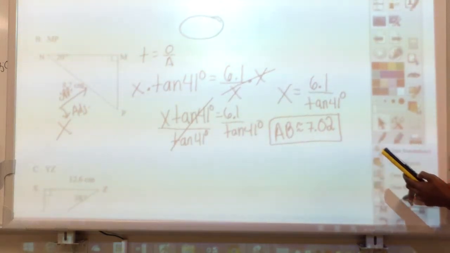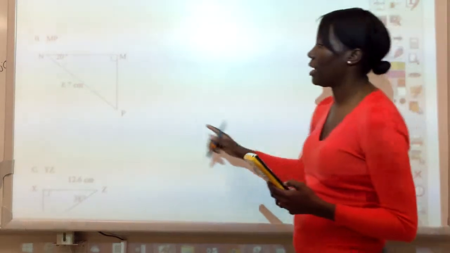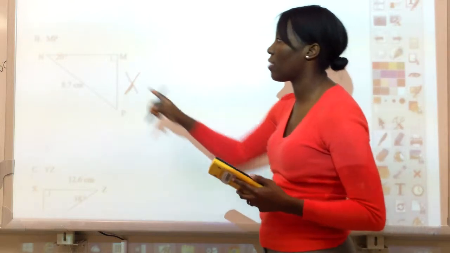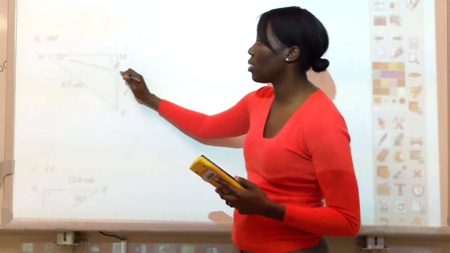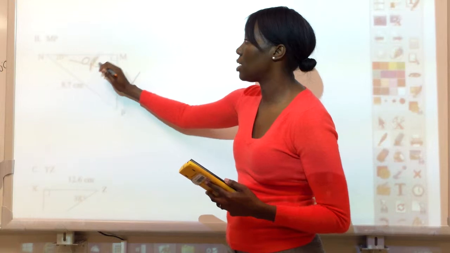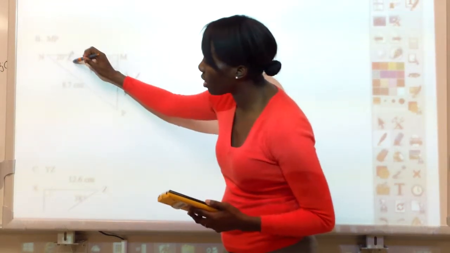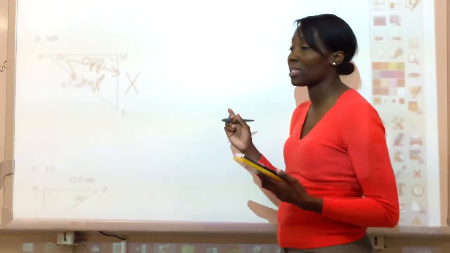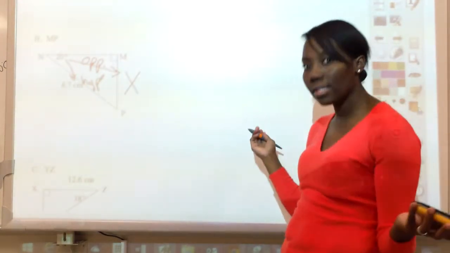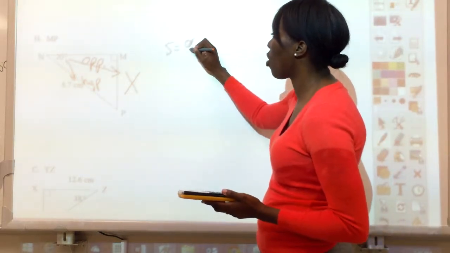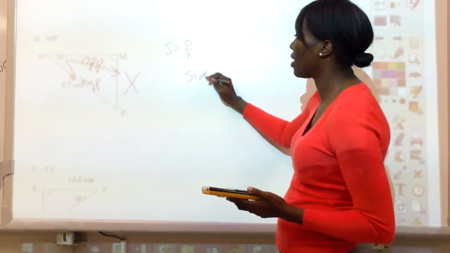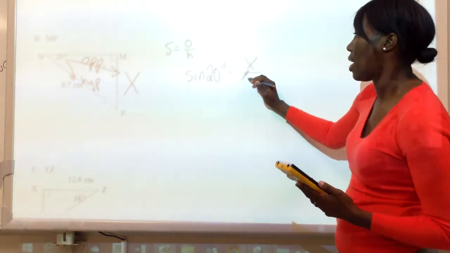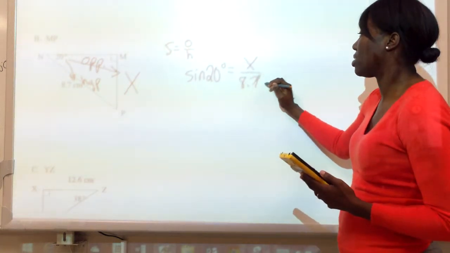Number 3. B. Find MP, that's our unknown. First, look at what you're given. We're given 20 degrees. In regards to the 20, I'm given the opposite. And they also gave me the hypotenuse. Which trig function deals with the opposite side and the hypotenuse? Sine. Sine is O over H. So we're going to be finding the sine of 20 degrees. Opposite is X. H is 8.7.